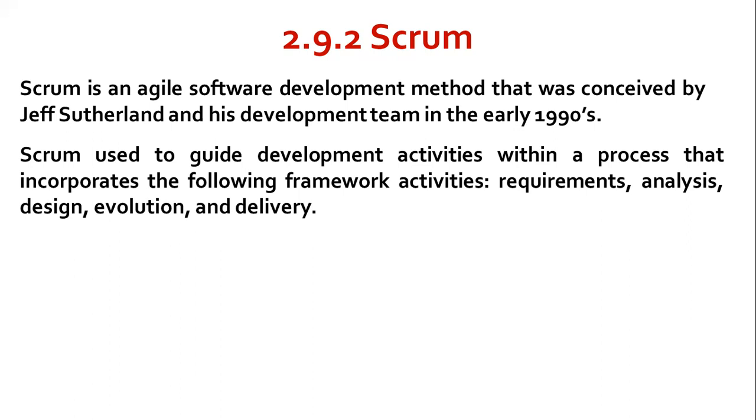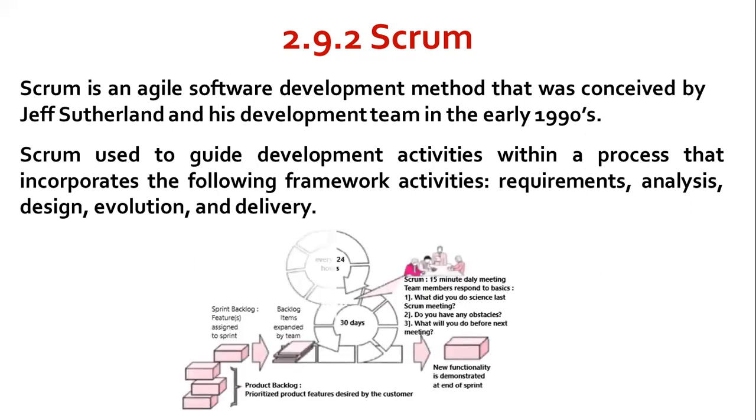Within each framework activity, work tasks occur within a process pattern called a sprint. The work conducted within the sprint is adapted to the problem at hand and is defined and often modified in real time by the Scrum team. The overall flow of the Scrum process is illustrated in the following figure.